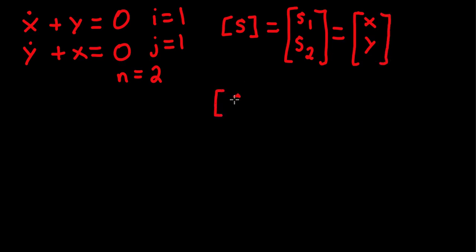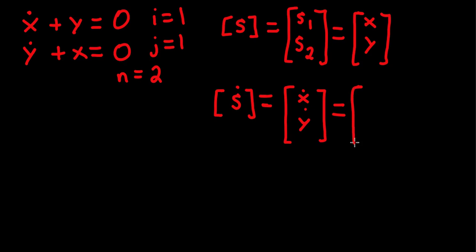Now this equation is extremely easy to solve, so getting s dot is pretty simple also. We have x dot and y dot, and if we were to solve for these, x dot is just equal to negative y, which would be negative s2. And y dot is just equal to negative x, which is negative s1. And once again, we have a format that's suitable for MATLAB.